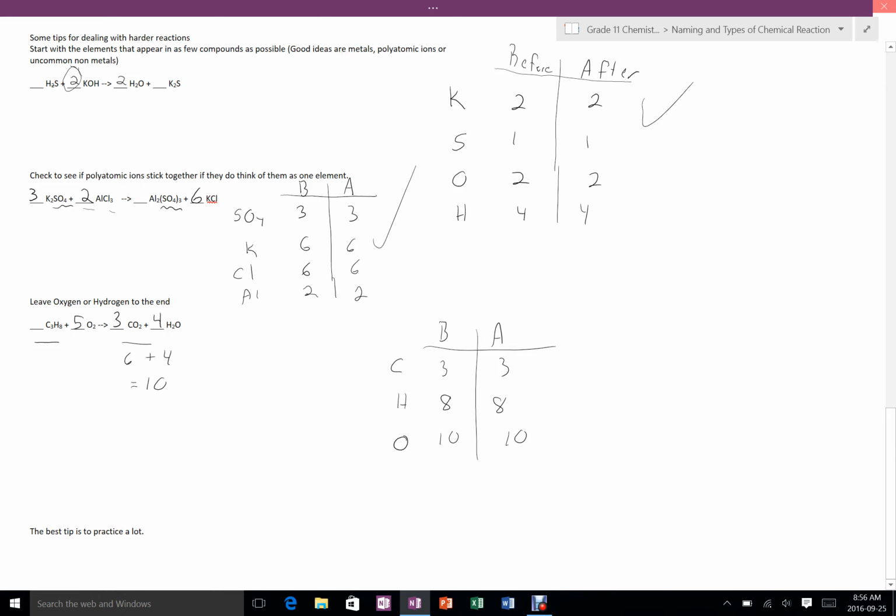So my last tip here is you are going to need to practice balancing chemical equations a lot until you are 100% sure that you do not have a problem with this skill.